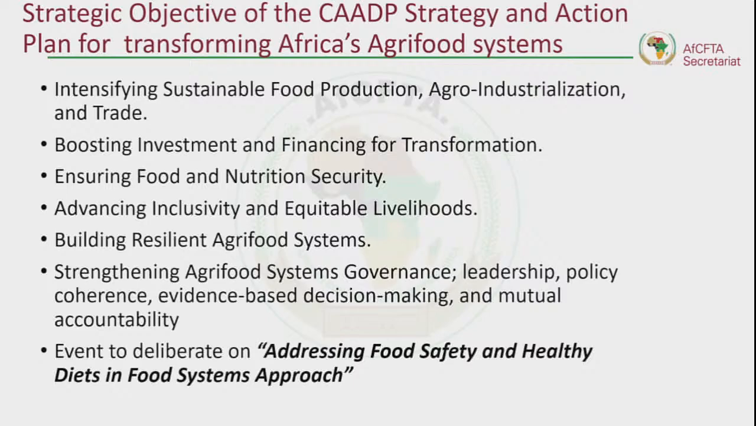So the second strategic objective is boosting investment and financing for transformation. Third one is ensuring food and nutrition security. Fourth, building resilient African agri-food systems. Sixth one is to strengthen agri-food system governance, which mainly tackles issues of leadership, policy coherence. We are here talking about how the policies and the real work meet. And then advancing evidence-based decision-making.